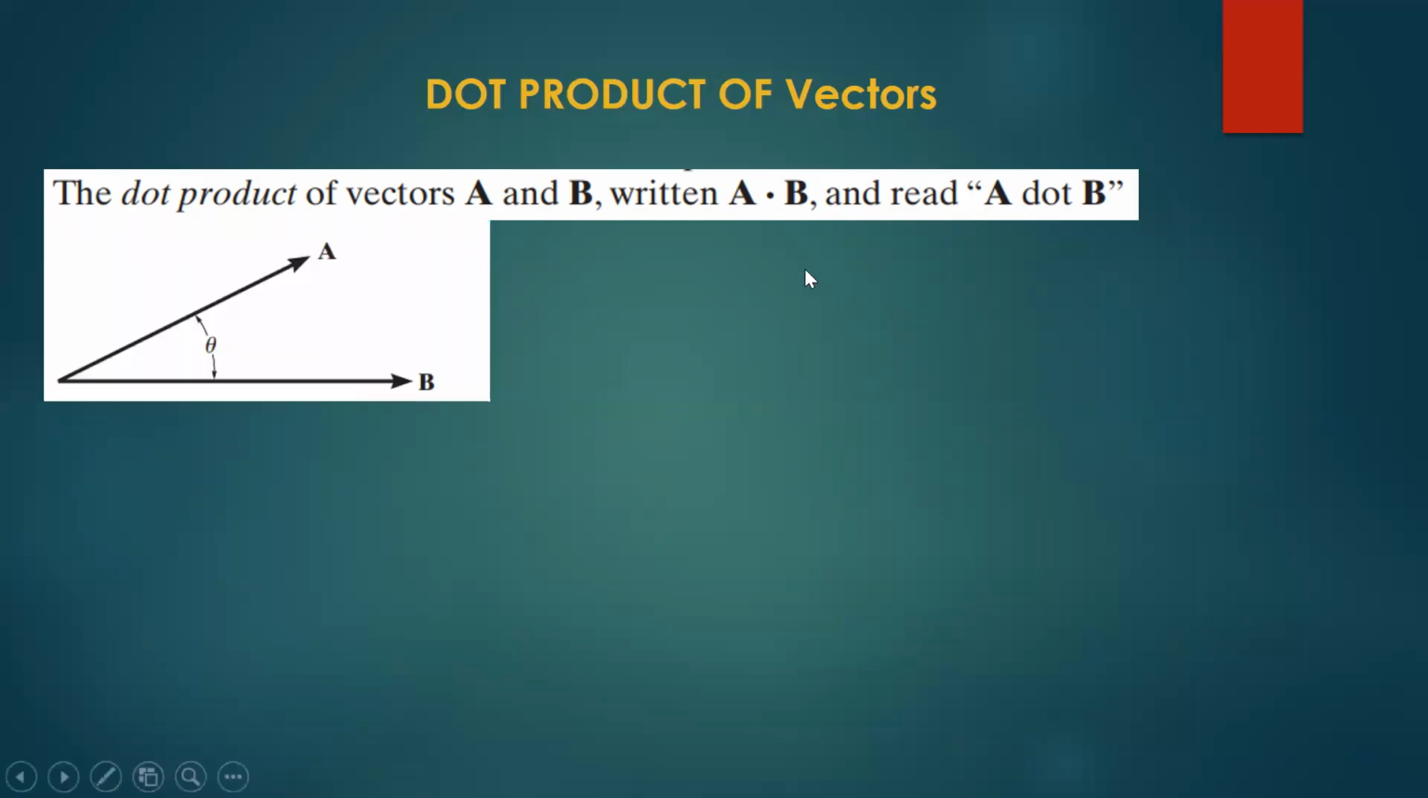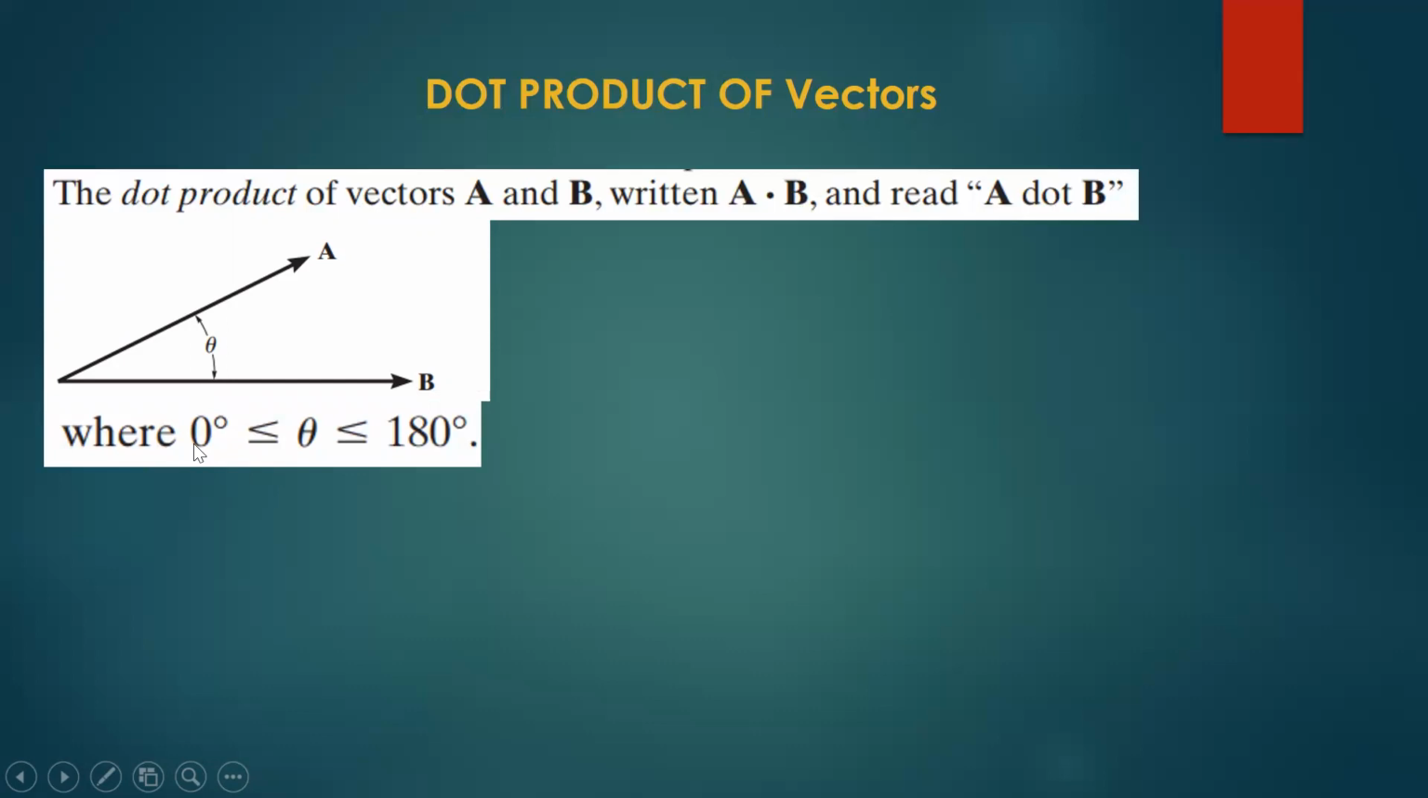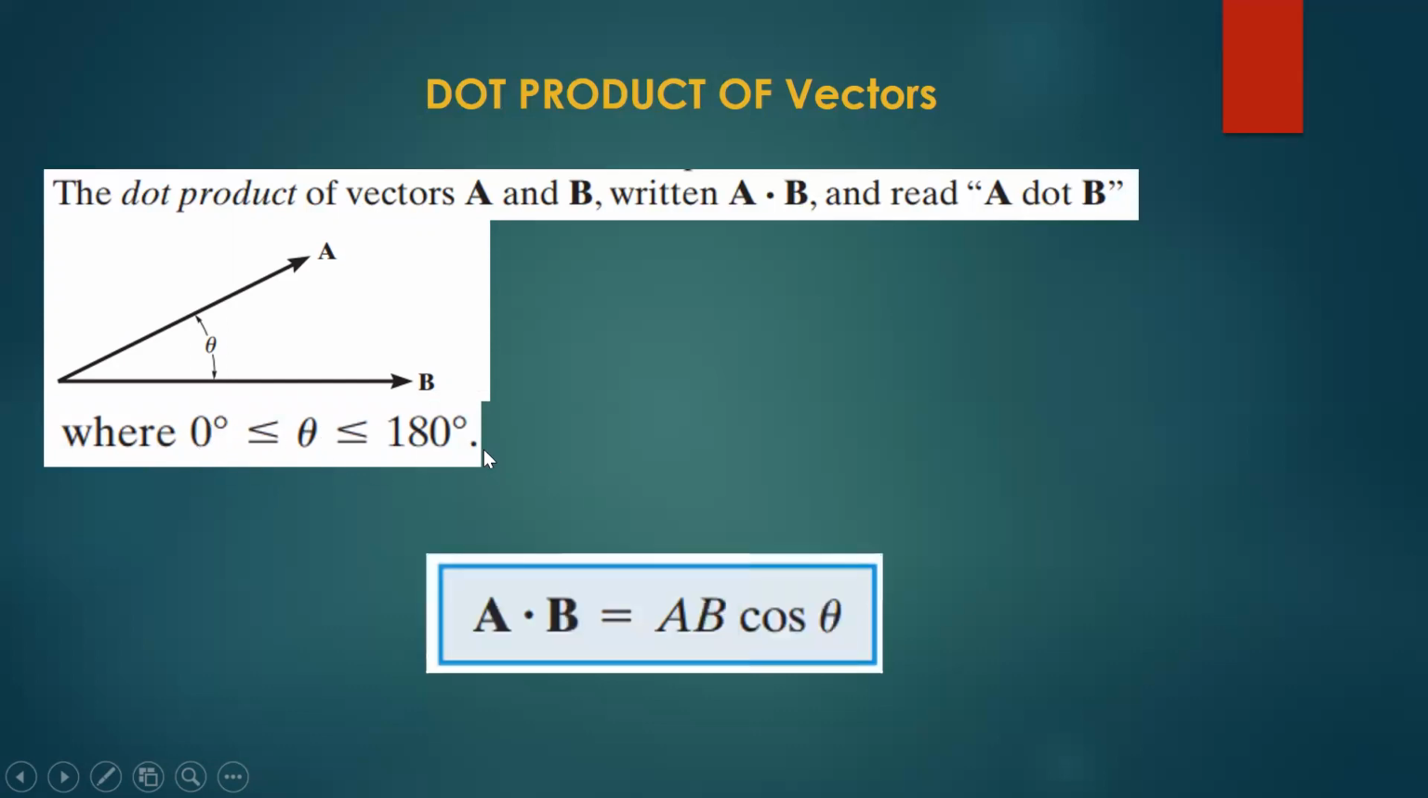I've already made a summary of this. So if you have the vector A and you also have the vector B, you can find the dot product of these two vectors. And the angle between them is supposed to be from 0 to 180. And then A dot B is given by the magnitude of A times the magnitude of B times cos theta. Okay, so the dot product also obeys the laws of operation.